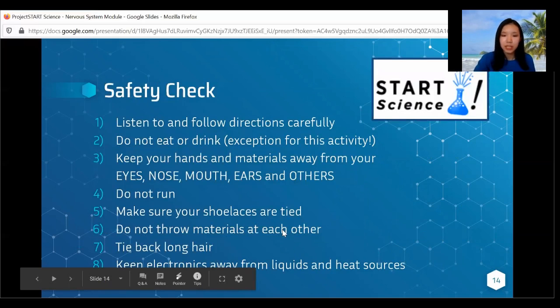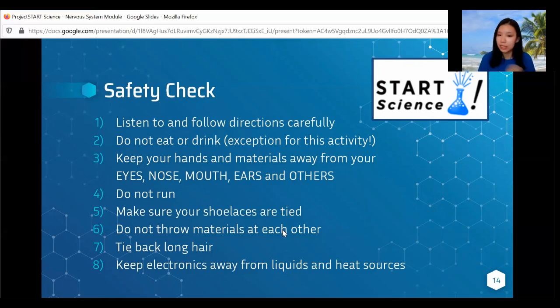So, safety check. Even though this particular lab is done at home, it's DIY, and it's very safe, it's always a good idea to practice lab safety as you would in a real formal lab setting. So I want you to pause the video and read through it. I'm going to assume you read through it.